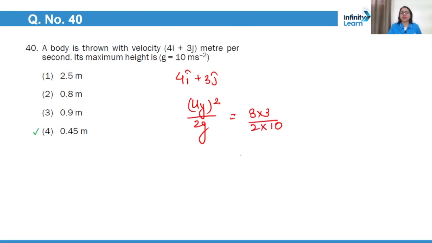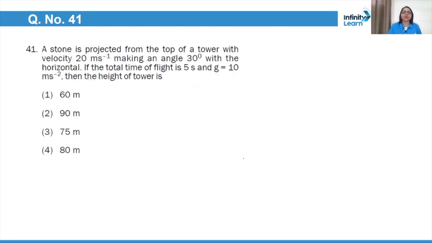So it will be 0.45 meter. Question number 41. A stone is projected from the top of a tower with velocity 20 meter per second, making an angle of 30 degree with the horizontal. If the total time of flight is 5 seconds, g is 10 meter per second square, then height of the tower is. So it will perform this motion like this.